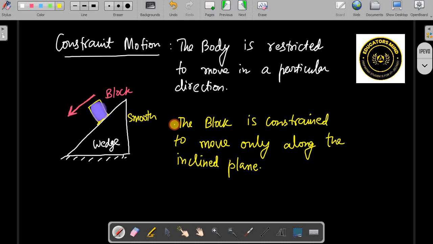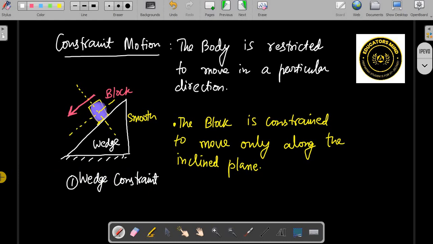In the perpendicular direction the forces should be balanced. That's why we resolve forces when we consider motion along the plane. We resolve forces along the plane and perpendicular to the plane. Perpendicular to the plane we balance, and along the plane we add up the unbalanced forces and apply Newton's second law, net force is mass into acceleration. This is called wedge constraint. Okay, this is one type of constraint.